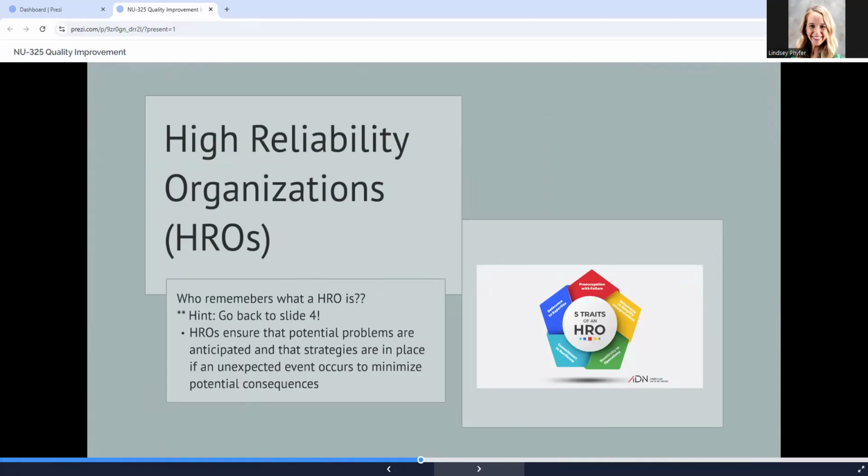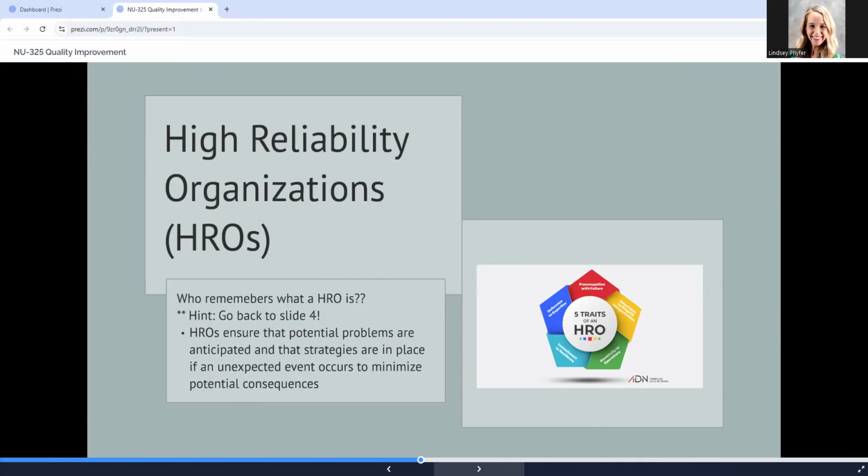All right, so I know this is a review because we've already talked about the basic definition of high reliability organizations, or HROs, but who remembers what an HRO is? I'll give y'all a hint, it's back on slide 4, but I'll go over it again. A high reliability organization is an organization operating in an industry that has high risk for harm that consistently performs at a high level of safety over long periods of time.